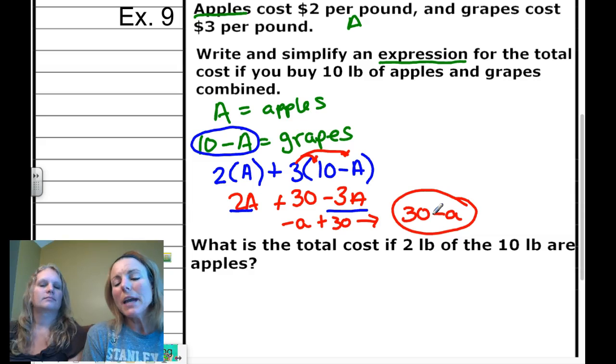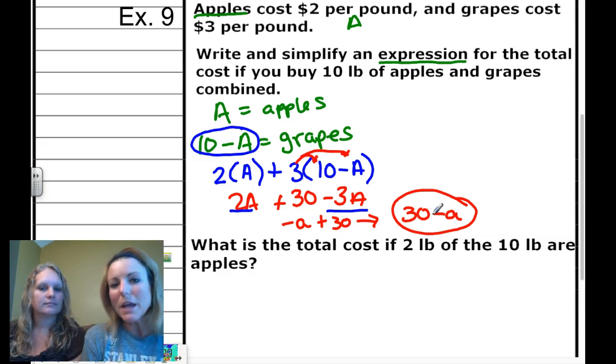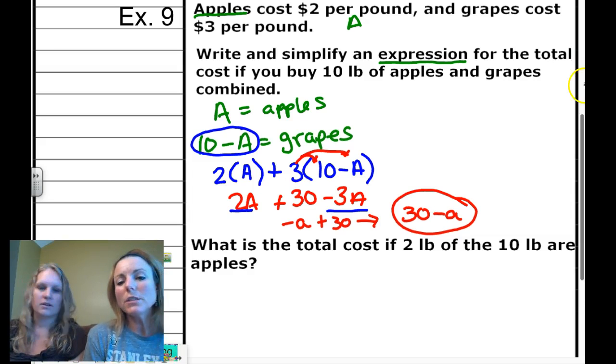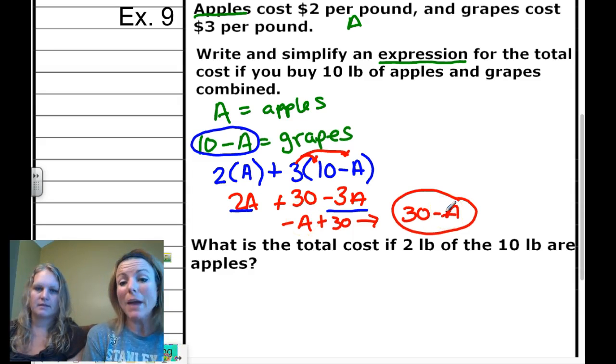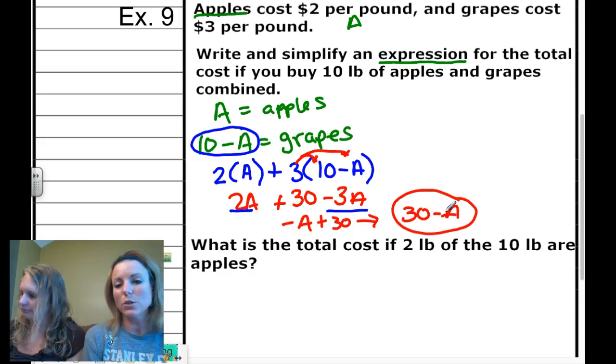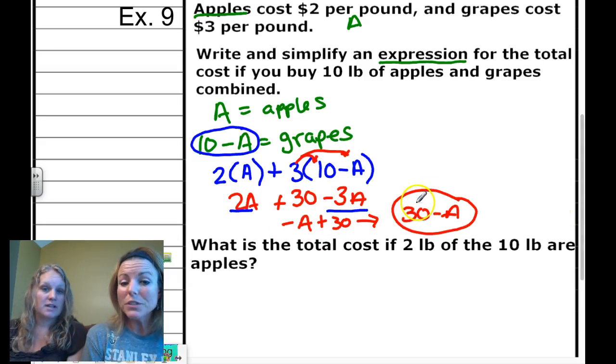I know we're using lowercase here, but we should stick with uppercase because otherwise you may get confused. We started with uppercase, so we should stick to it. There we go. So that's our expression.